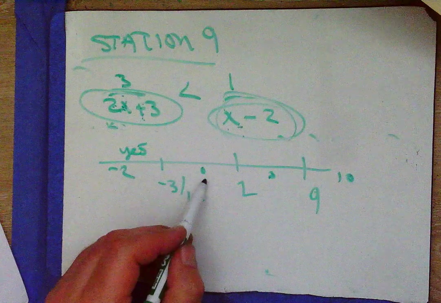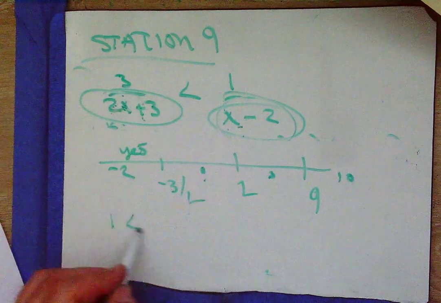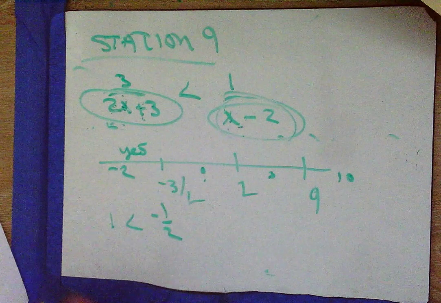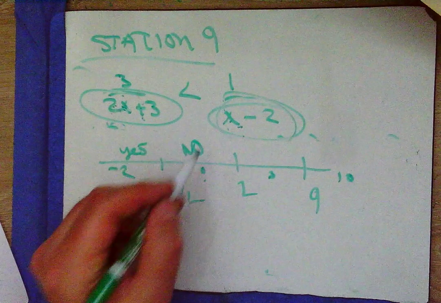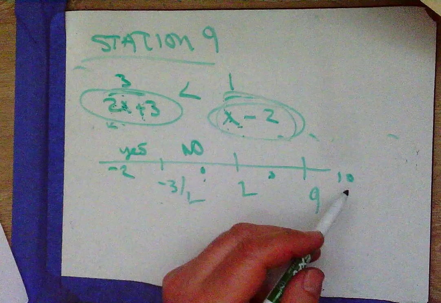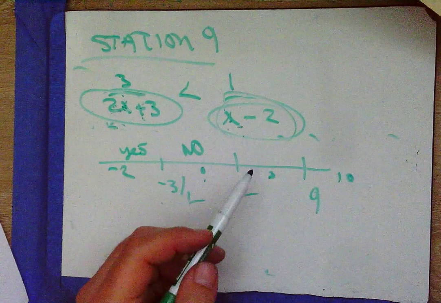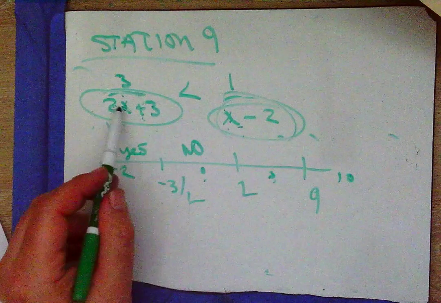Now, what if I plug in a 0? So this goes away, and I have 3 over 3, which is 1. And this goes away, and I have negative 1/2. Is 1 less than negative 1/2? No, it is not. Okay, and sometimes these alternate, and sometimes they don't. So please don't assume that they will always alternate. Instead, take the time to plug that 3 in there.